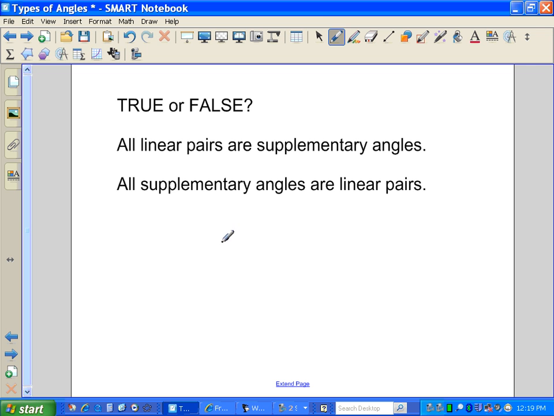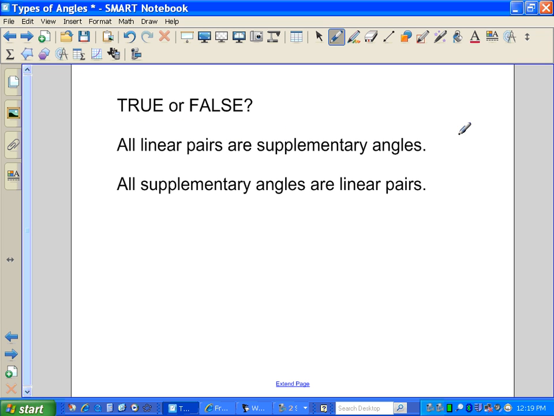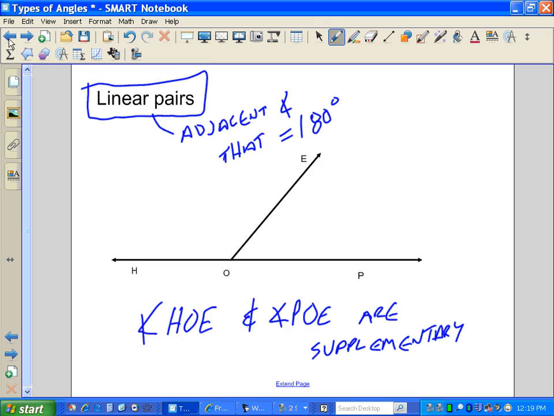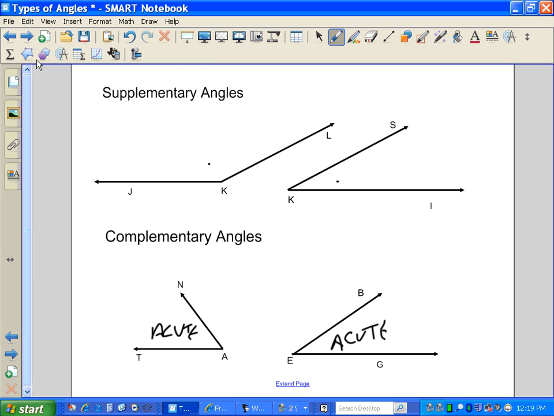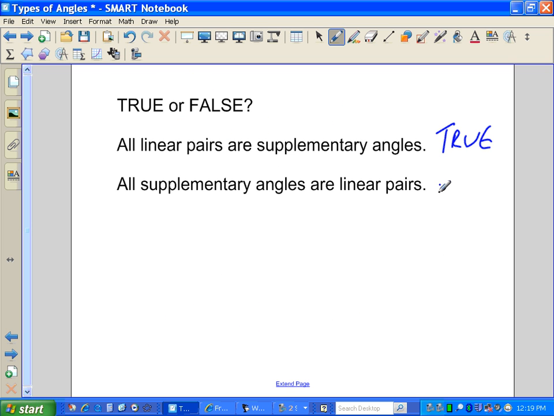A couple of quick questions. Are all linear pairs supplementary angles? Hopefully you're going true on that, because I think we just wrote that back here, didn't we? They're supplementary. Yeah, so there's our linear pair. So that one is true. Are all supplementary angles linear pairs? Let's go back a couple slides. These two are supplementary angles, right? But they're not a linear pair, so that one is false.